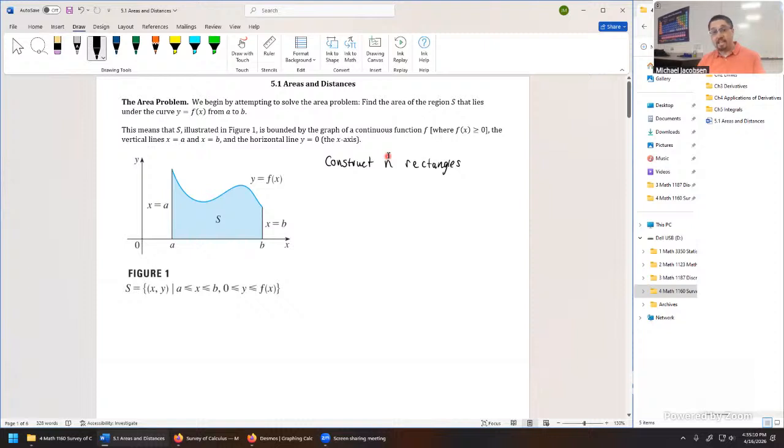So n, we like to think of as being a large number, like say 10, 50, or 1,000. The ones we do by hand on paper are going to be more like 6 or 4 rectangles, so it doesn't feel like a whole bunch of busy work.